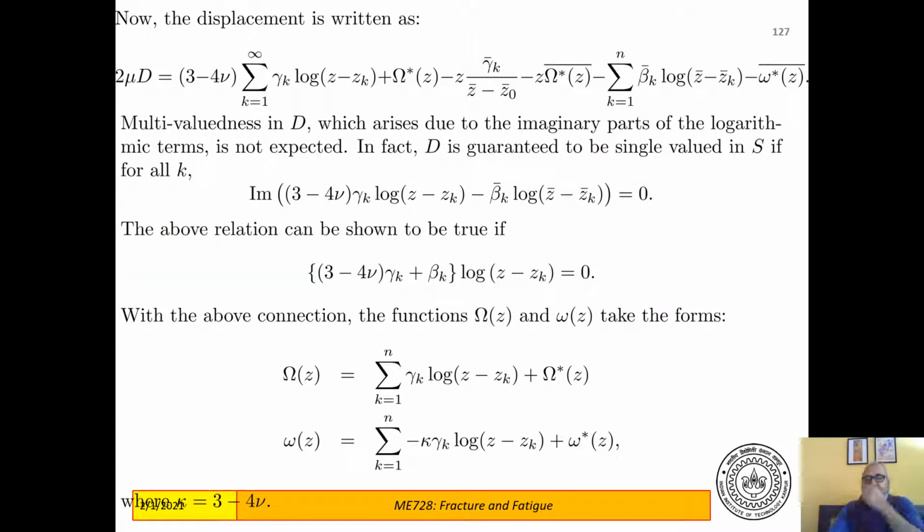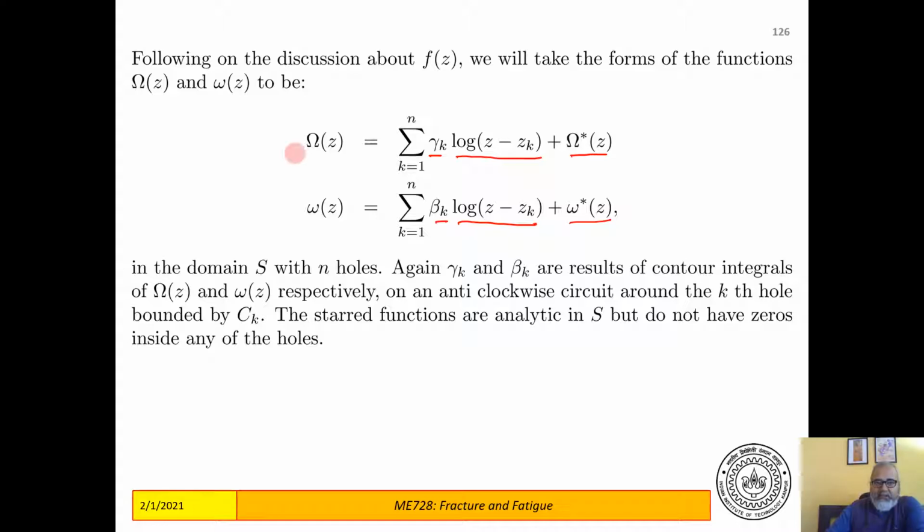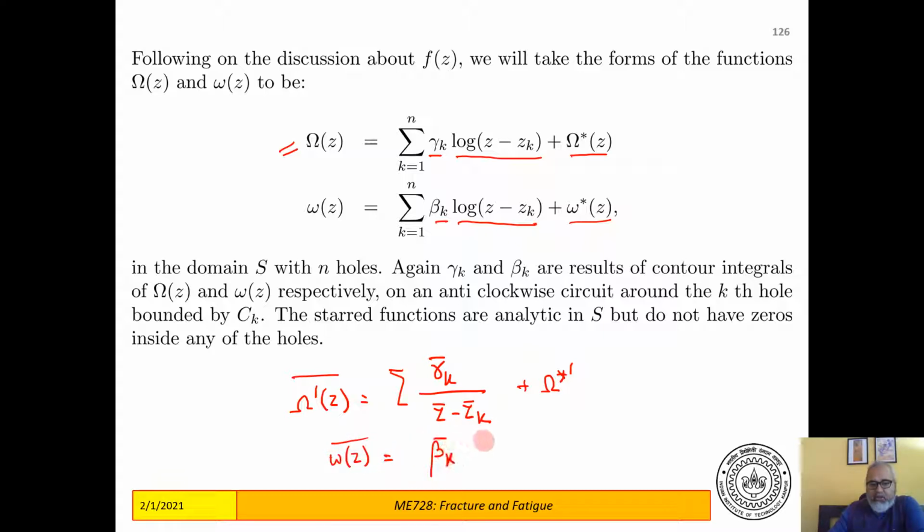So let us take the displacement first, and if you take the displacement and you write down the various terms. So omega z, capital omega z is this, and then omega z prime will be gamma k by z minus zk. So this would be, and this would be bars of this, and then you have small omega z, which is this, and small omega z bar will be beta k bar log.